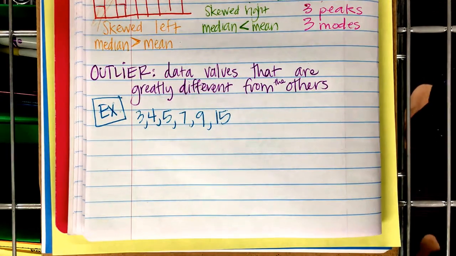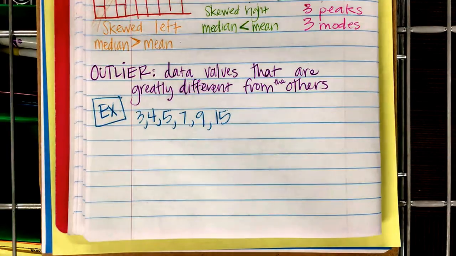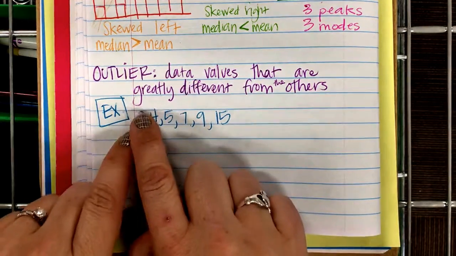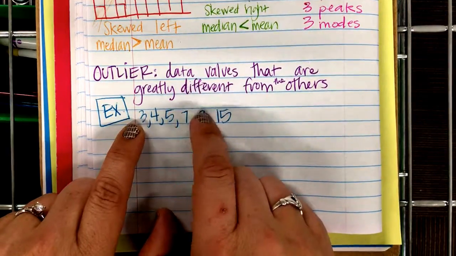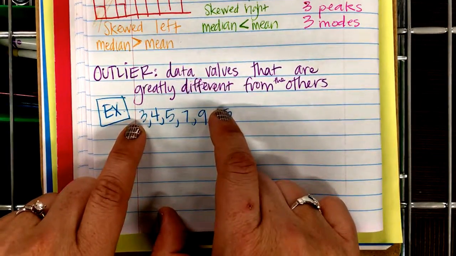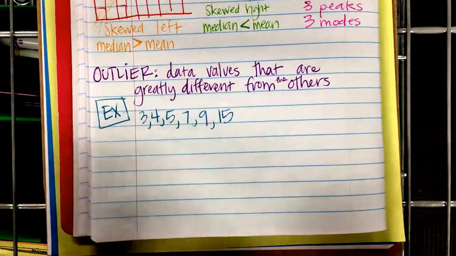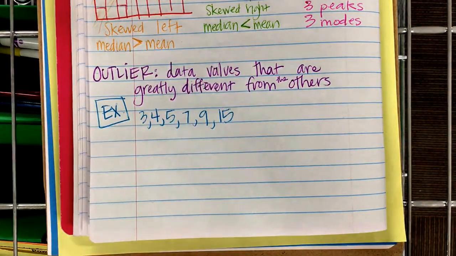Do you think there's an outlier in there? No. Yeah. Maybe. Like, we don't really know. I could see here's a difference of 1, here's a difference of 1, here's a difference of 2, here's a difference of 2, and then you jump to 6. That's a pretty big leap, right? So maybe 15 is an outlier. Maybe it's not. So we're going to use a formula to find out.